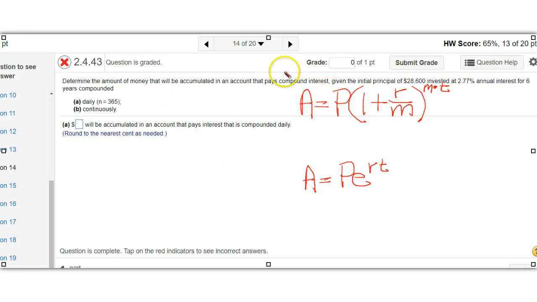Okay, there is number 14, and I see they changed the numbers a little bit, but generally this is the pattern. So determine the amount of money that will be accumulated in the account that pays compound interest, given that the initial principal is this, invested at this percent annual interest for 6 years, compounded daily.